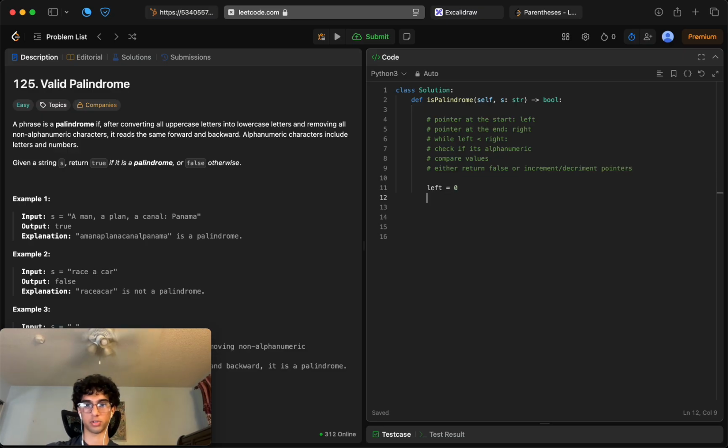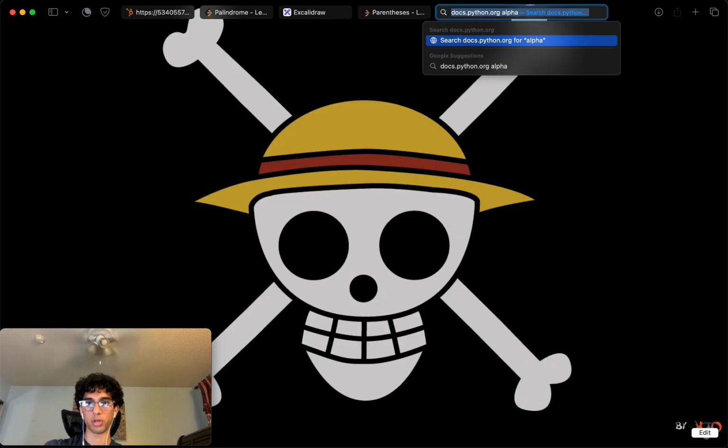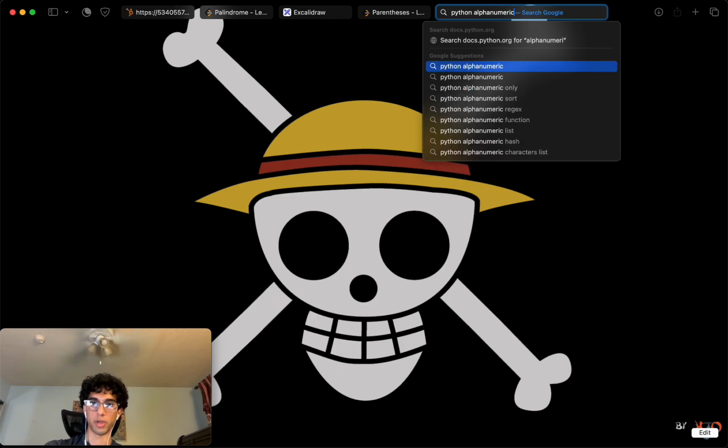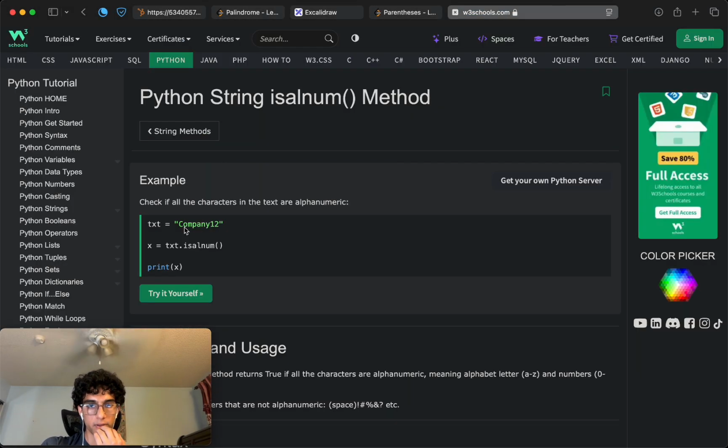Okay, so left is equal to 0, right is equal to length of the string minus 1. And while left is smaller than right, what would we do? We would check each one, right? So if s[left]... what's the Python alphanumeric function? It's isalnum. It checks if all the characters in the text are alphanumeric.